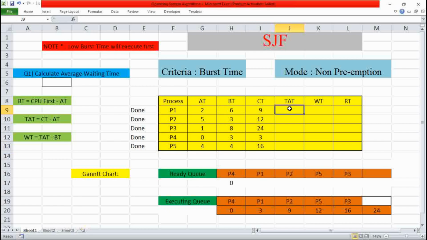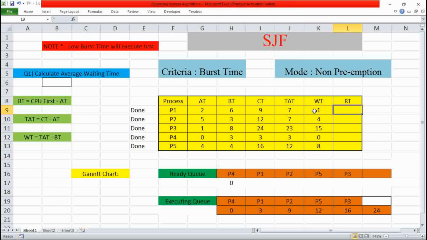Now we need to calculate turnaround time. The formula of turnaround time is completion time minus arrival time. So 9 minus 2 is 7, 12 minus 5 is equal to 7, 24 minus 1 is equal to 23, 3 minus 0 is equal to 3, 16 minus 4 is equal to 12. Now we will do the waiting time. The formula of waiting time is turnaround time minus burst time. So 7 minus 6 is equal to 1, 7 minus 3 is equal to 4, 23 minus 8 is equal to 15, 3 minus 3 is equal to 0, and 12 minus 4 is equal to 8.